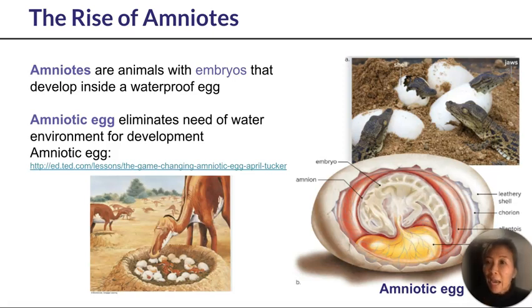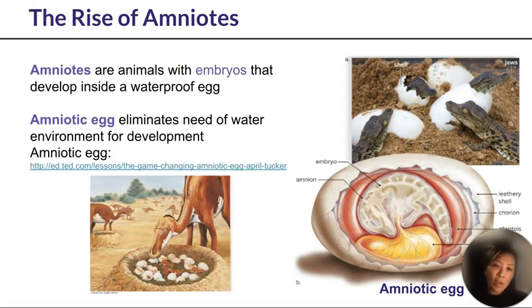So amniotes are animals with embryos that develop inside a waterproof egg. The egg on the outside is waterproof, and this egg eliminates the need of a water-enriched environment for the embryos to develop in. You can see here, we have these cute little guys that are developing in the waterproof eggshell. The egg provides not only protection to the developing embryo, but it will also provide all of the different nutrients and an environment for the embryos to develop.